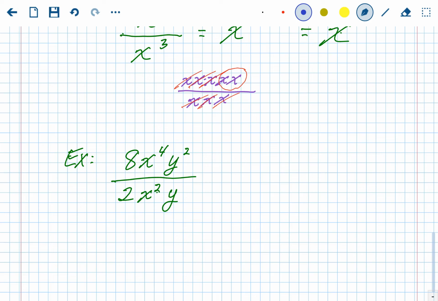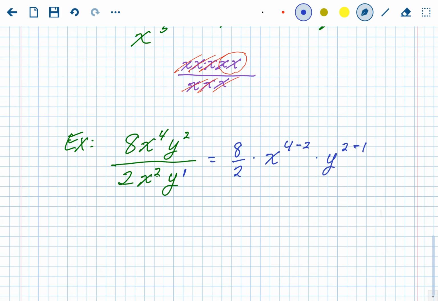Okay, 8 and 2 are bases. They're not the same base, so these exponent properties don't work for that. So if you have 8 on top and 2 on the bottom, you just do 8 divided by 2. And then you move on to the x's. You're dividing x to the 4th by x to the 2nd, same base, subtract their exponents. Same thing with the y's. Y to the 2nd on top over y. Remember, if something doesn't have an exponent, it's to the 1st power. Y to the 2nd over y to the 1st.